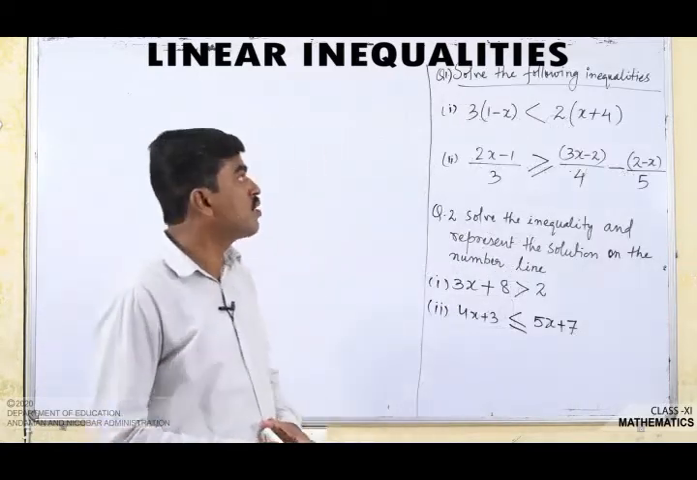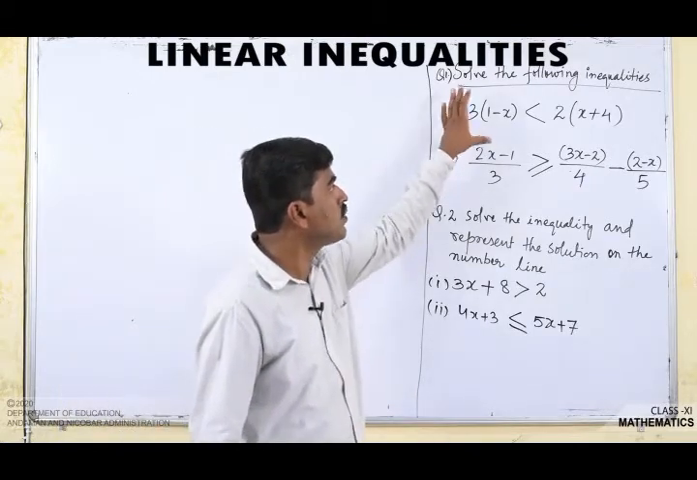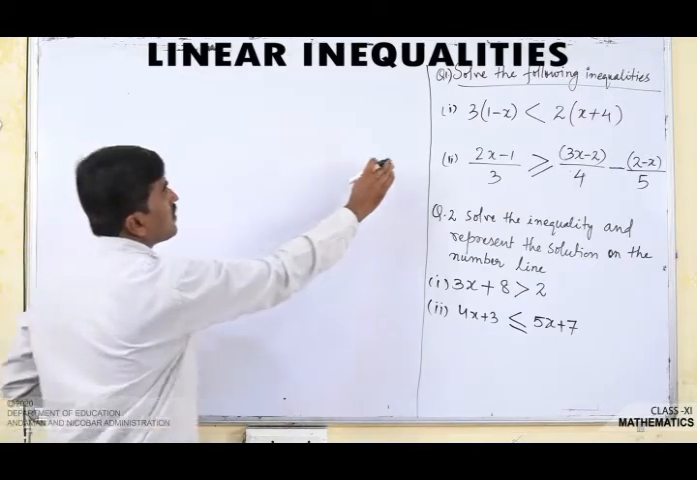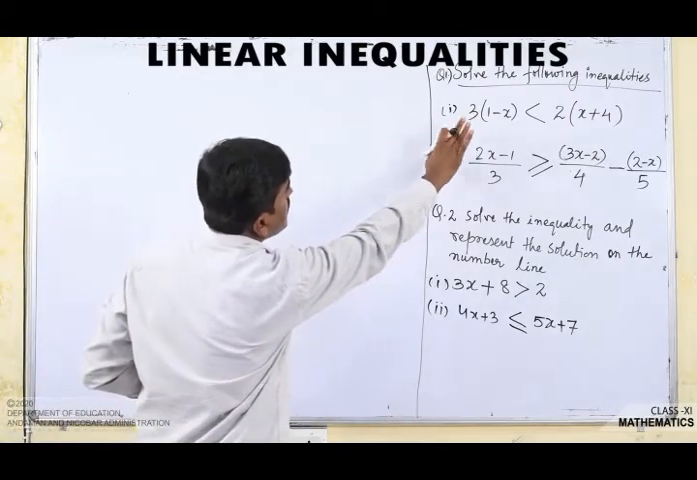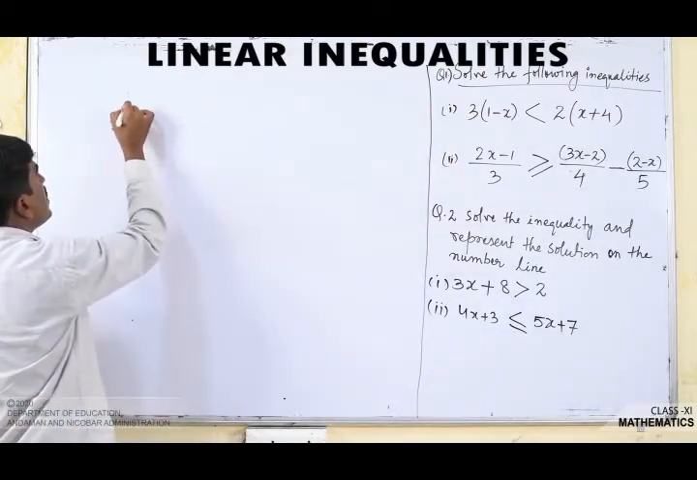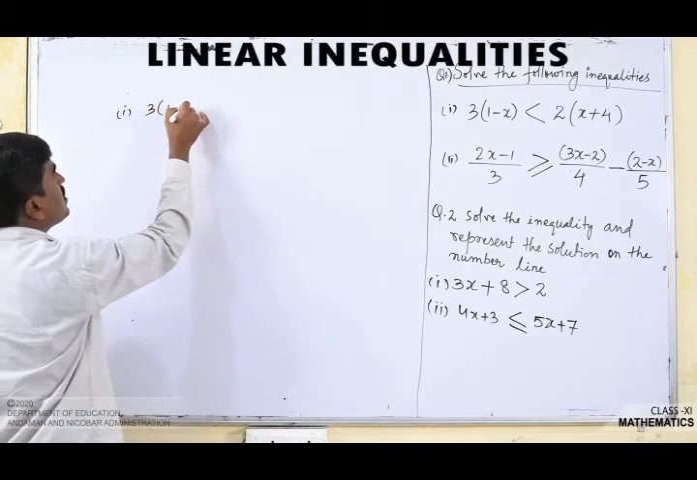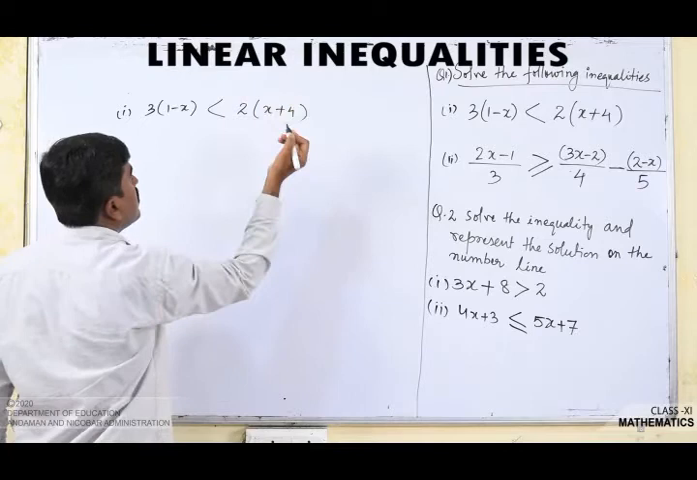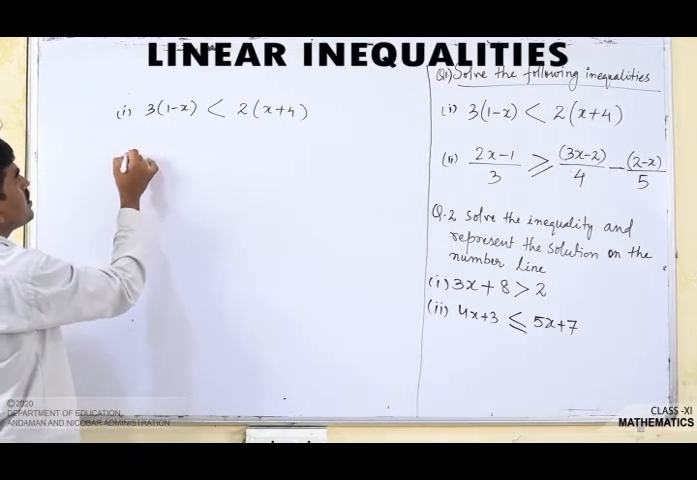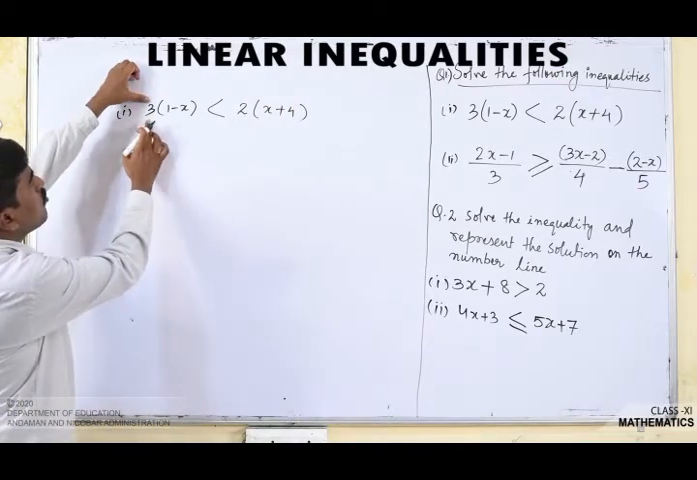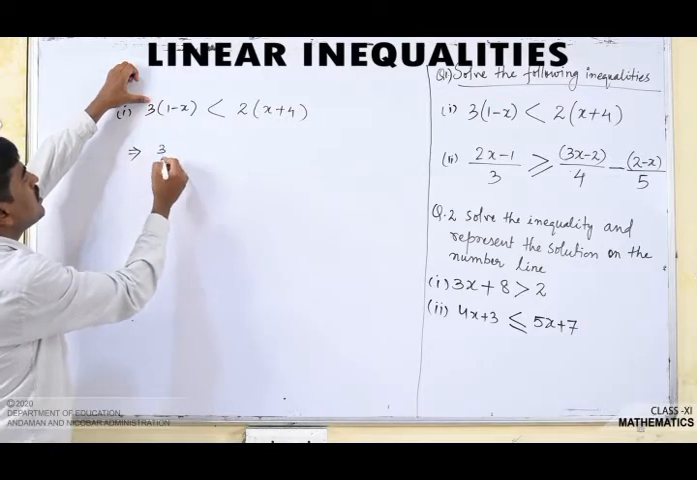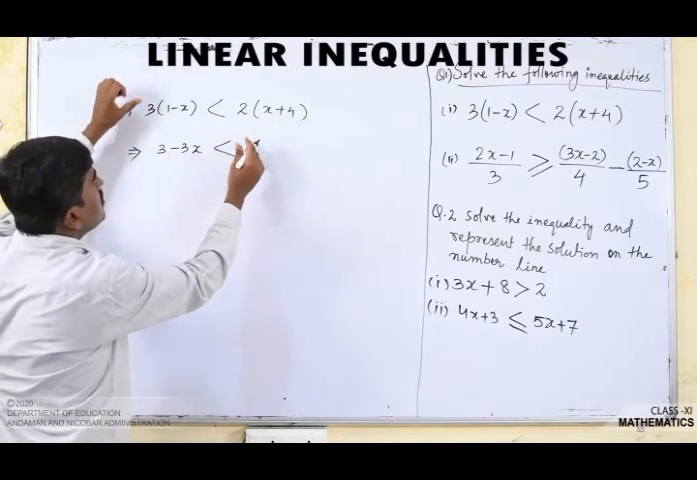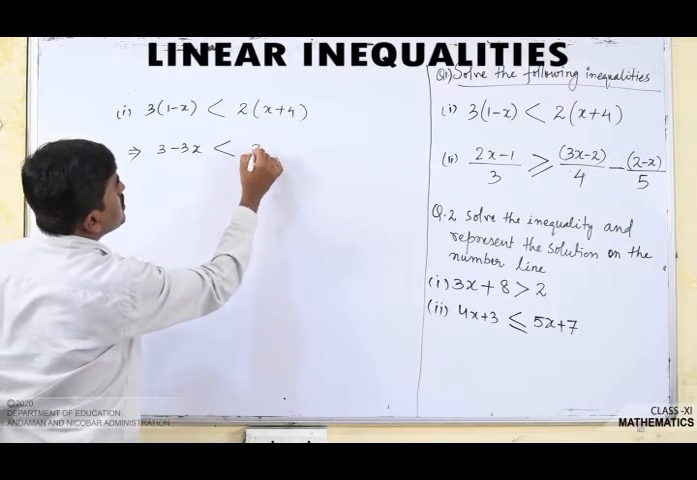Now let us see some more questions related to solving linear inequalities in one variable. The first question is, solve the following inequalities. The first inequality is 3 into (1 minus x) less than 2 into (x plus 4). How to solve this? Like equations, we have to multiply out the 3. So we get 3 minus 3x less than 2x plus 8.